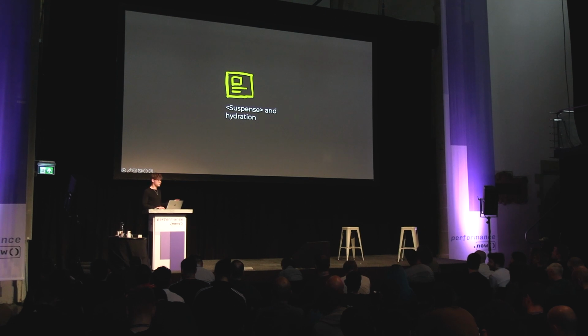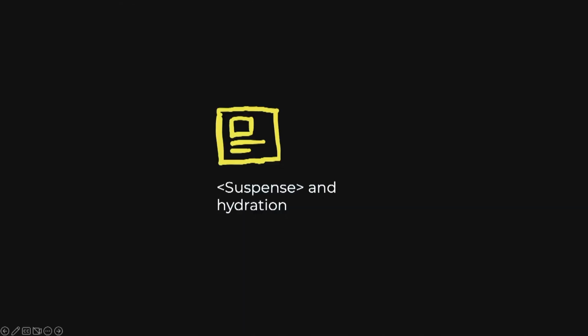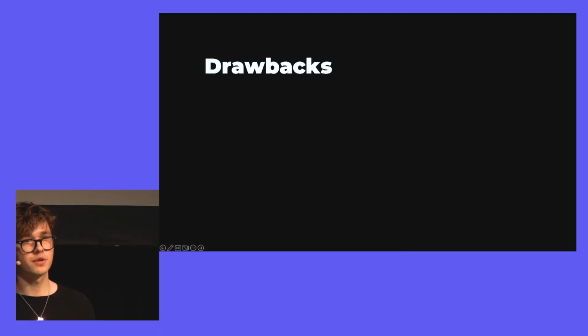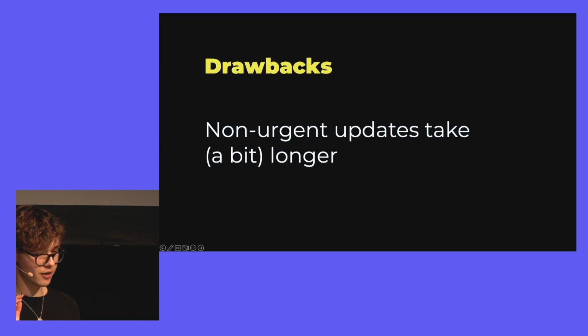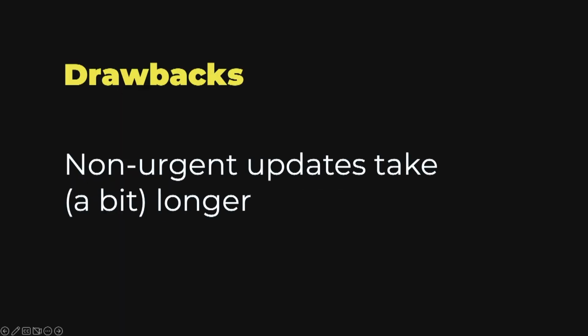And yeah, so that's the second concurrent feature in React 18. It also helps to improve your INP, unless you try to apply it too much. Now, what about drawbacks? Because, of course, there's no free lunch. The first drawback is that non-urgent updates actually take a bit longer. React has to yield the control back to the browser all the time, and that introduces some delays.